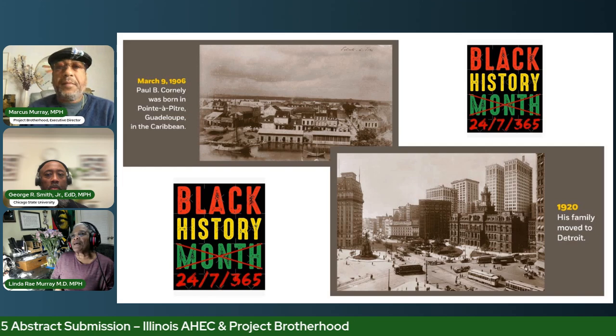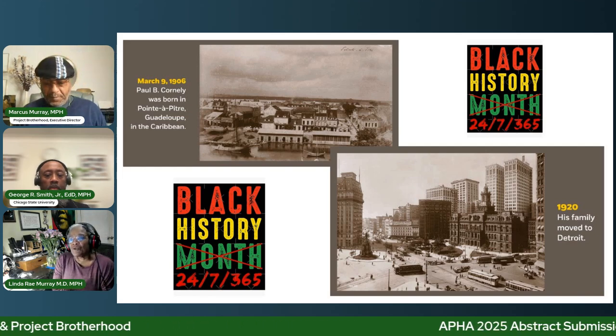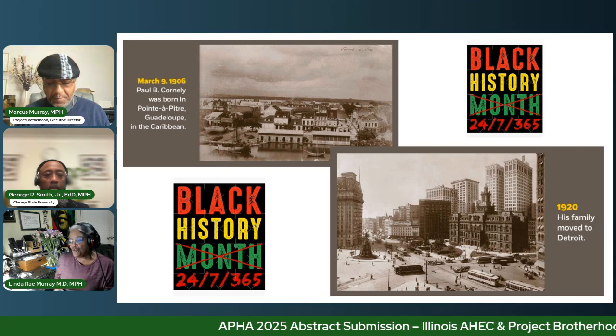So Dr. Cornelli was born in 1906. You can see here he was born in Guadeloupe in the Caribbean. And in 1920, his family moved to Detroit. Next slide.